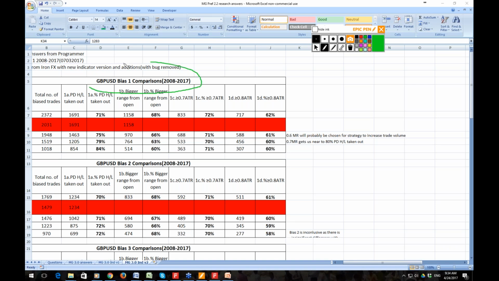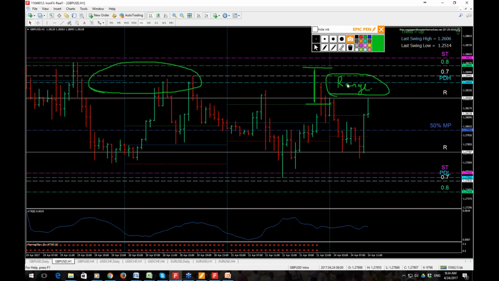Now let me show you. This is one of the bias one comparisons that we did. In the bias one comparison, all we ever did was look at the price bar. Now listen to this. We looked at the price bar, at the high and the low, and we come up with a range. Now here's the most important part. Listen up very, very carefully here.